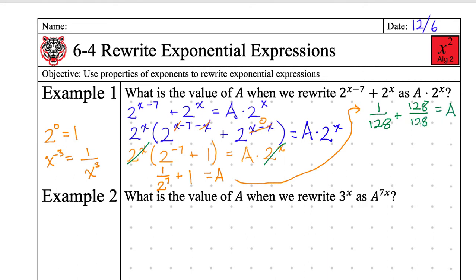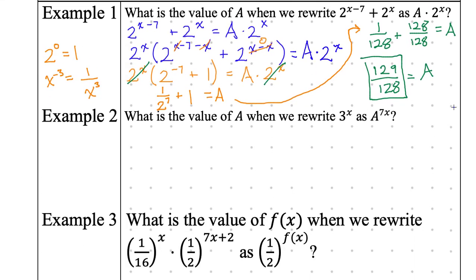And now I can add them because I have like denominators, and I can say, okay, my final answer is 129 over 128. That is my answer. That is a. That's the thing that I was trying to find. Let's move on to example number 2.